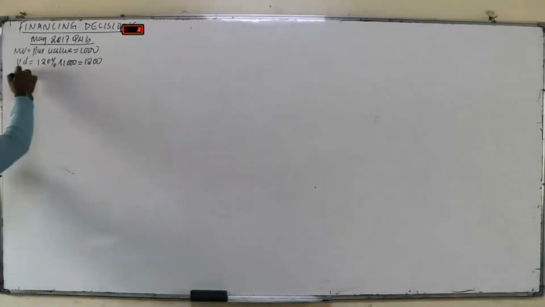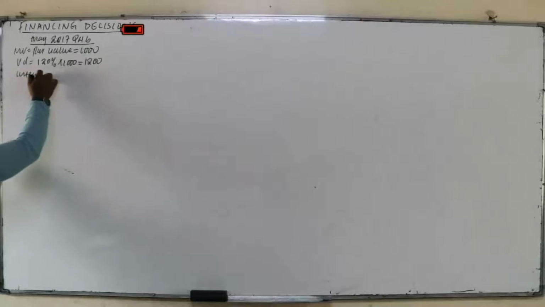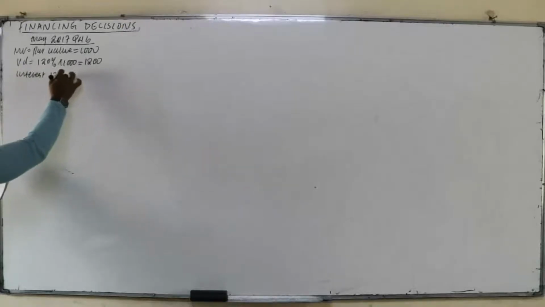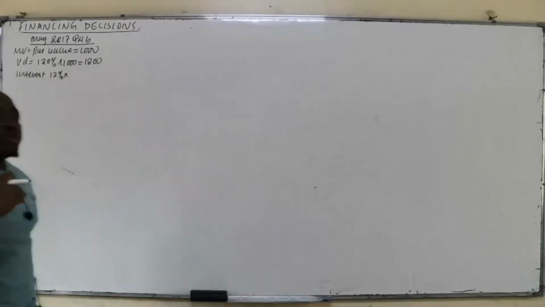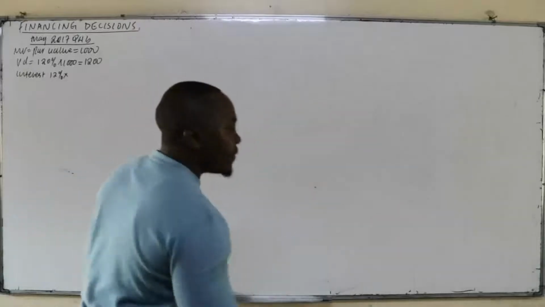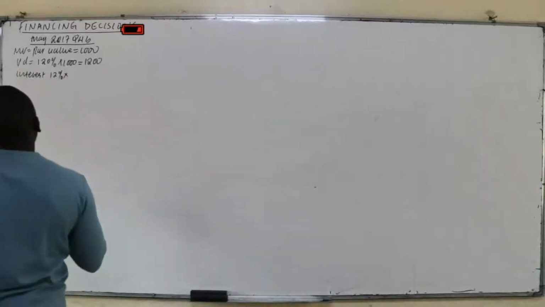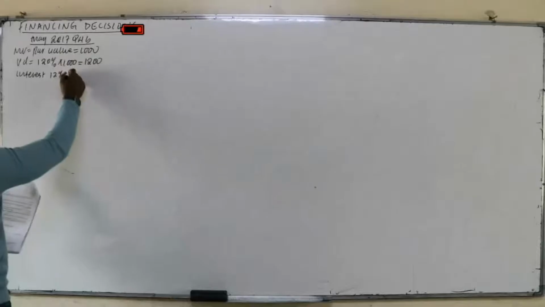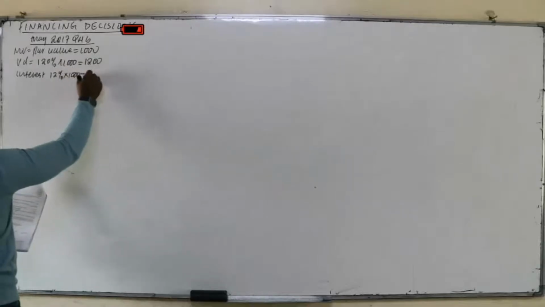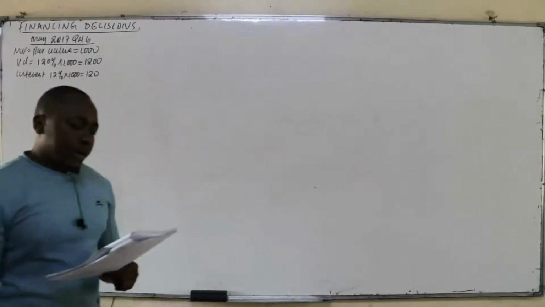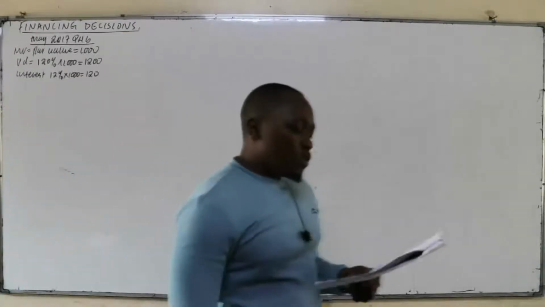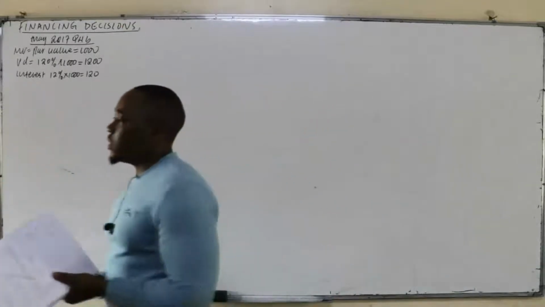So the coupon helps us determine the interest. So we'll take 12%. I gave you a point that interest will be computed based on the par value, and the par value is 1,000. So that means the interest per bond per year is 120. Required: the yield to maturity. How do we get the yield to maturity?